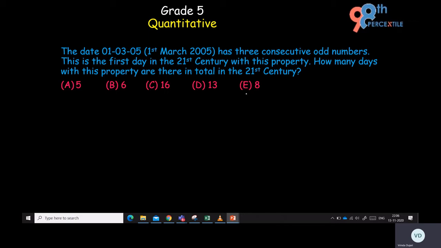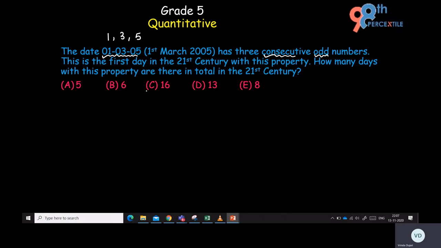All right, this is a very interesting question because this particular date shows a very interesting pattern if you observe. Now this particular date has three numbers, 1, 3 and 5, and these three numbers are consecutive as well as odd. So these three numbers are three odd consecutive numbers. And like that, we have to figure out how many days like that are present in the 21st century.